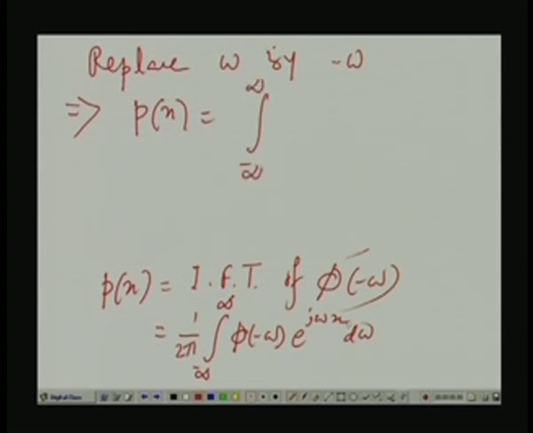I repeat, d omega becomes minus d omega. So a minus sign would come here, but the limits become from plus infinity to minus infinity. If you reverse them again, a minus sign comes. If you want to stick to minus infinity to infinity, another minus sign will come, so they will cancel each other. So you get back what you had, and minus omega replaced by omega means it becomes phi omega, and you get a minus sign here. So this is the inversion formula from the characteristic function to get back P x.